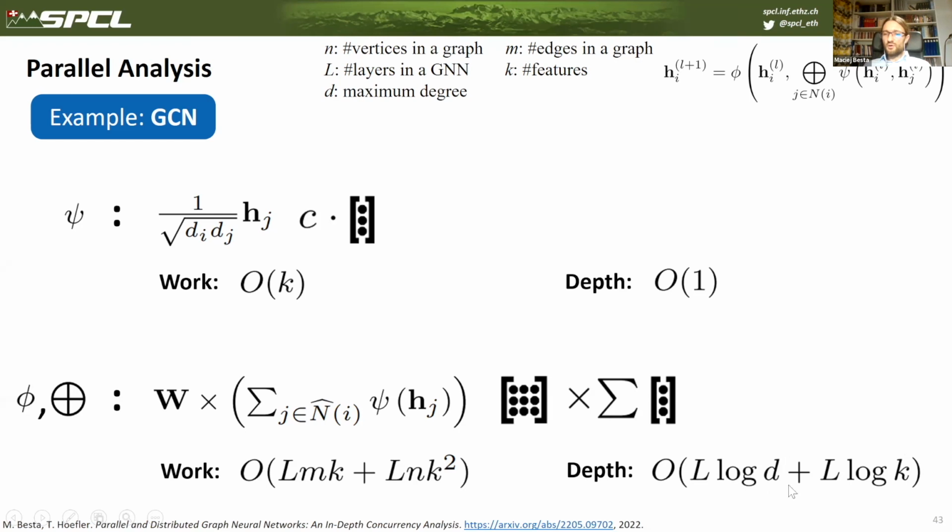All the others are logarithmic, and also k we know is quite small in most cases, which means the logarithm would be even smaller. Right, so that means that despite having some reasonably high amount of work, the depth is going to be quite low, and we will not have a major sequential bottleneck in the execution, perhaps except for the number of GNN layers.